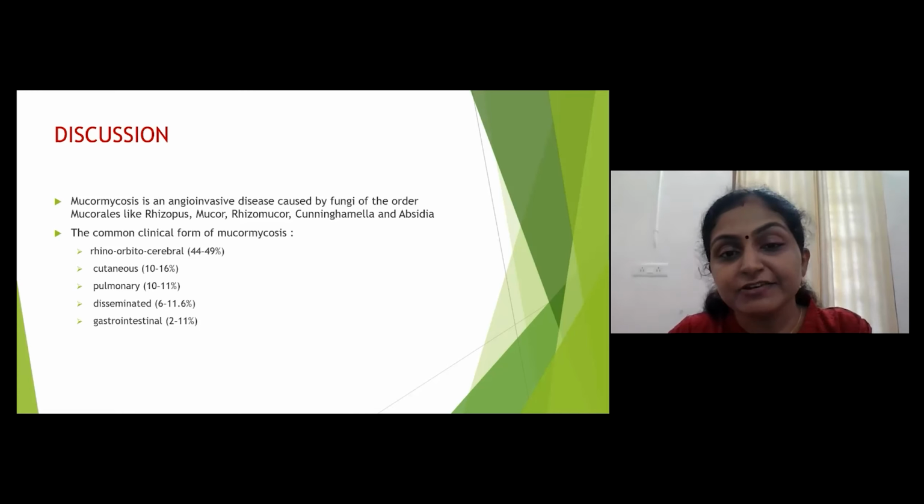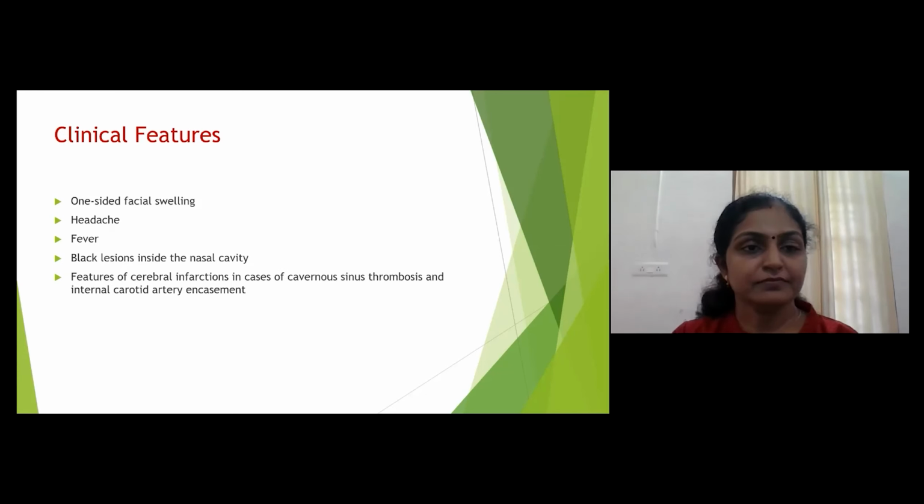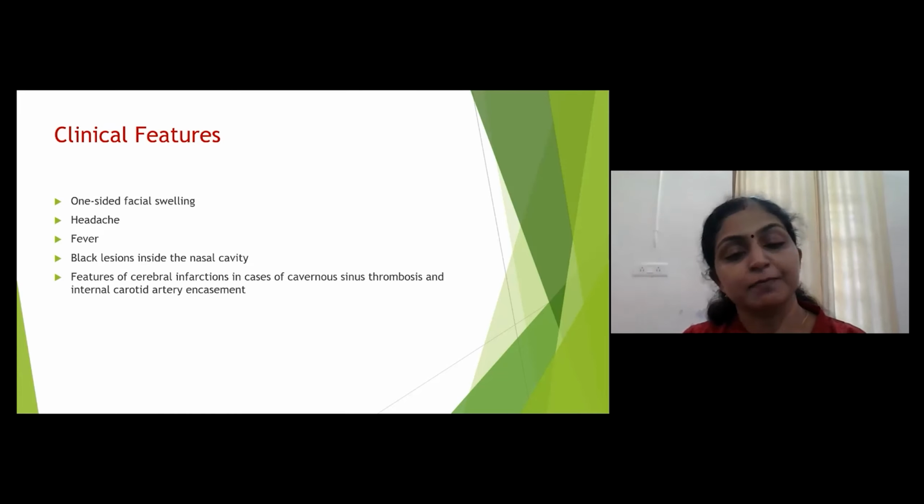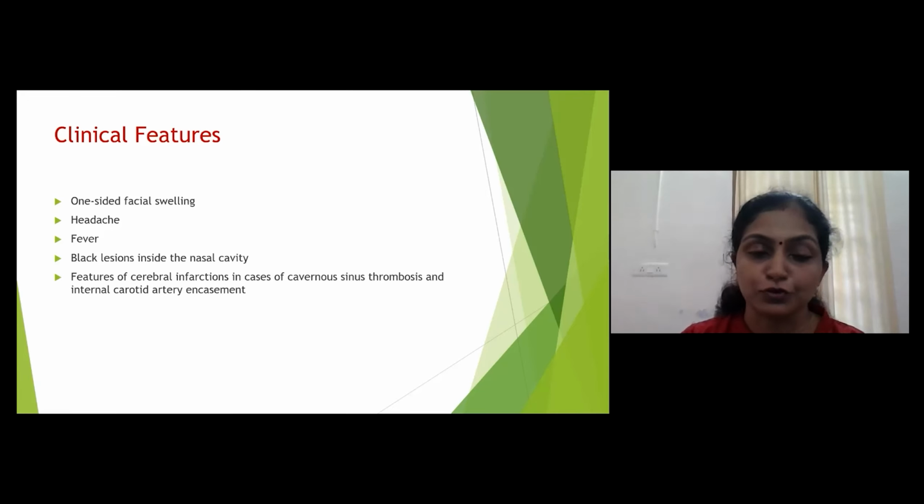Mucormycosis is an angio-invasive disease caused by the fungi of the order Mucorales like Rhizopus, Mucor, Rhizomucor, Cunninghamella, and Absidia. The common clinical forms of mucormycosis are rhino-orbitocerebral, which is the most common form constituting 44 to 49%, then cutaneous, pulmonary, disseminated, and gastrointestinal. The clinical features include one-sided facial swelling, headache, fever, black lesions inside the nasal cavity or crust. Features of cerebral infarction appear in cases of cavernous sinus thrombosis and internal carotid artery encasement.